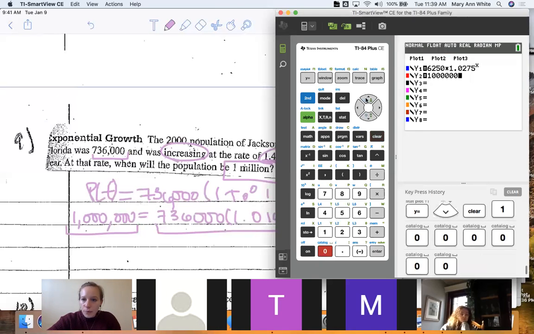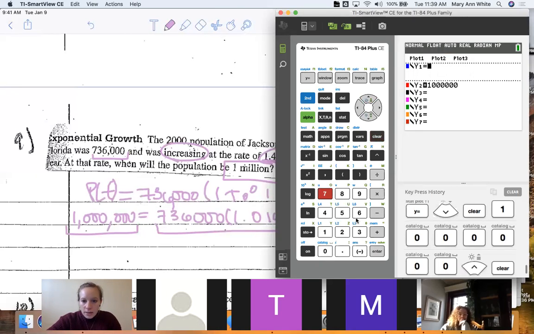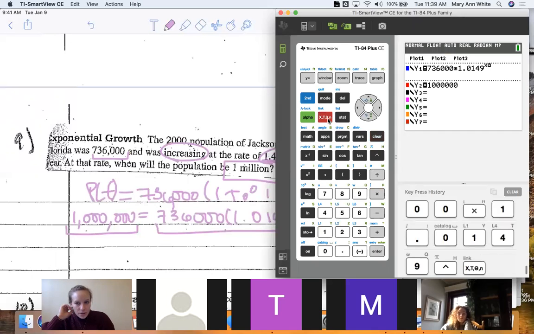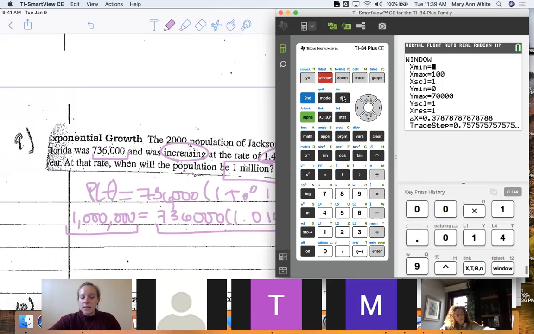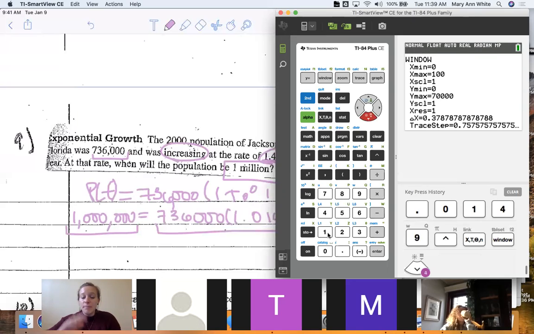And then my equation, 736, 3 zeros times 1.0149 caret x. Biggest thing is don't lose track of a zero, don't lose track of a decimal. Just be really careful, really cautious as you plug these in. Really easy to make a mistake if you don't have enough zeros. I have no idea what my x min or x max is going to be. I'm going to keep it 100, but I am going to make my y max bigger than 1 million. So I'm probably going to do 1,200,000.